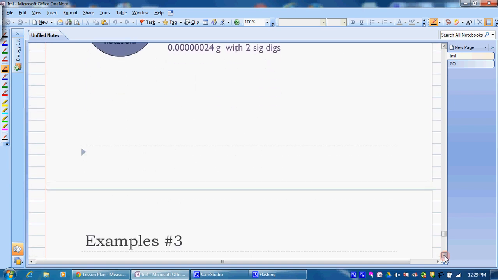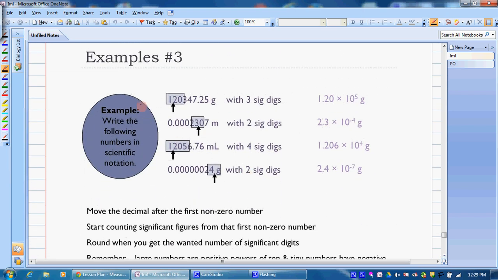Okay, so here we only want 3 significant digits. We have to take the first 3 numbers. So we would have 1.20, and we would be times 10 to the 5th because we have to move 1, 2, 3, 4, 5 spots. This number we only want 2 significant digits, so we would have the 2 and the 3. So it'd be 2.3, and we'd be moving the decimal place 1, 2, 3, 4 spots. So it's a negative 4th exponent.